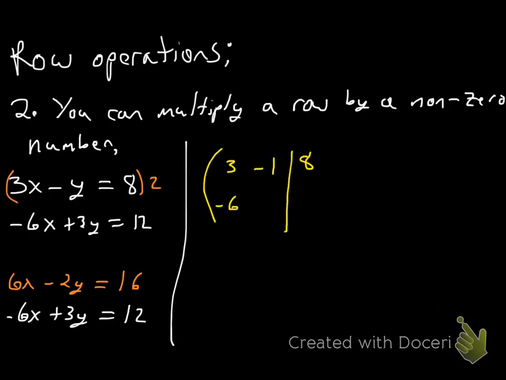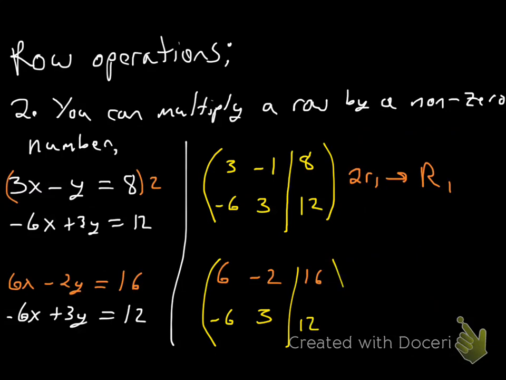Now if we do this with the matrix, the only thing that's different here is the notation. So what I'm going to say is 2 times row 1, so that'd be the top row. I'm going to use an arrow to point that it becomes the new row 1. Sometimes when we're doing the operation we say little r, and then when we say this is what it's going to become, we use big R for the final. And all we do is multiply the top row by 2. So 6, -2, and 16. And the rest of the matrix is the same.